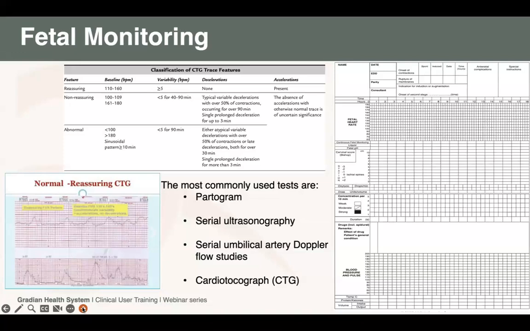However, it's non-reassuring when the fetal heart rate is between 100 to 109 beats per minute, with variability of less than 5 for 40 to 90 minutes. And it's said to be abnormal when the fetal heart rate is less than 100 or more than 180, or with a sinusoidal pattern, or also with a variability of less than 5 for 90 minutes. Okay, next slide.